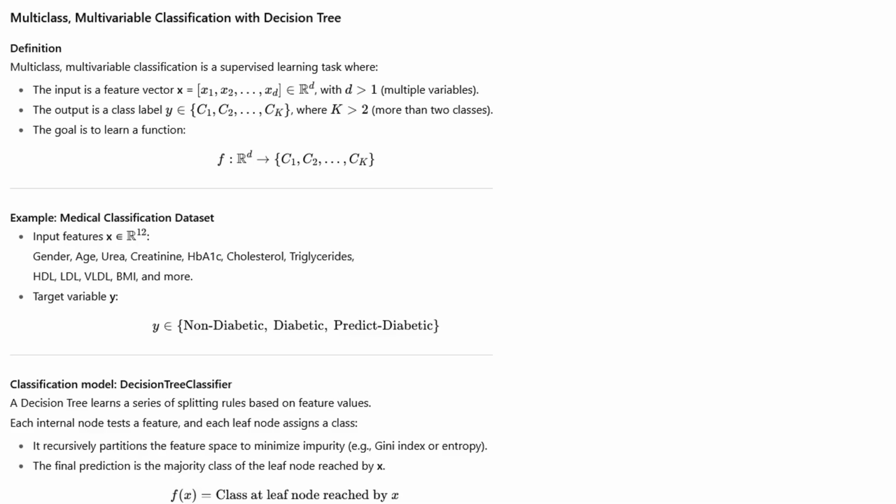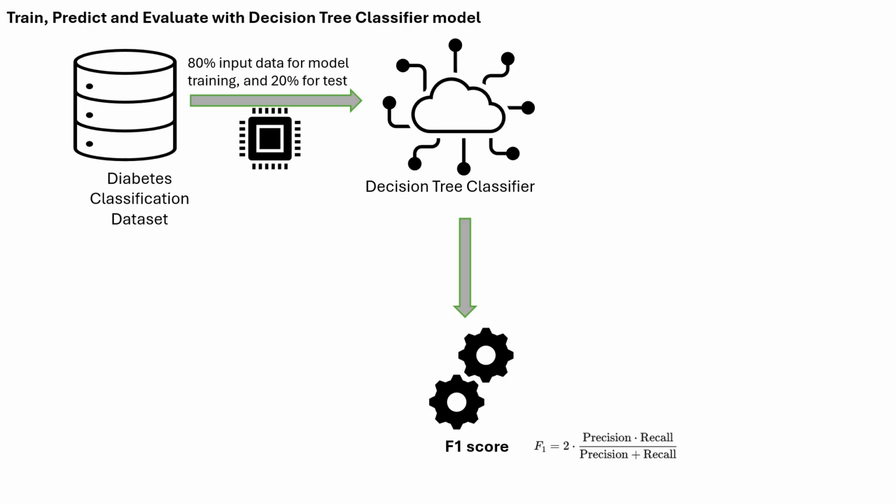model is making predictions. In this final step, we apply the full classification pipeline. The dataset is split into 80% for training and 20% for testing. After making predictions on the test set, we evaluate the model's performance using the F1 score. This metric is especially useful when dealing with imbalanced classes, as it considers both precision and recall. A strong F1 score indicates that the model is reliably distinguishing between different diabetes categories.